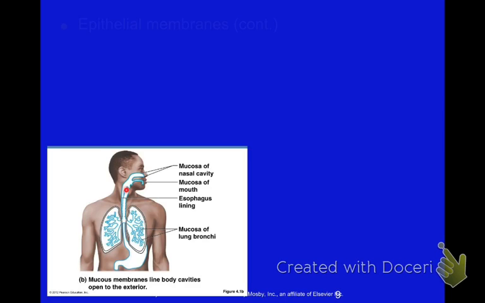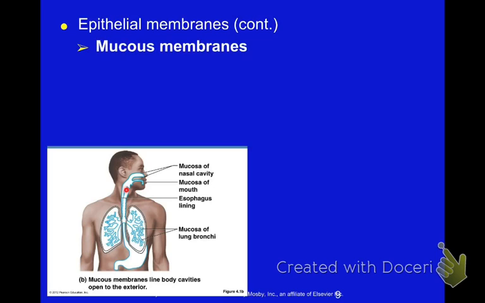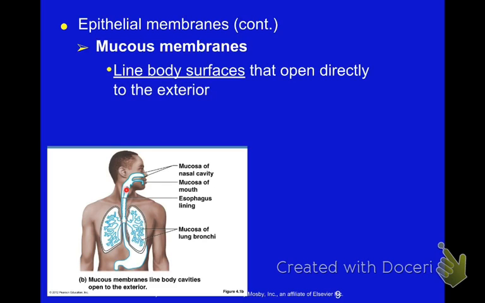Now let's talk about mucous membranes. A mucous membrane is different from a serous membrane. Serous membranes create serous fluid. Mucous membranes secrete what? Mucus. And we have mucous membranes in areas where outside world meets inside world. Okay? Where we have a cutaneous membrane meeting up with a mucous membrane.